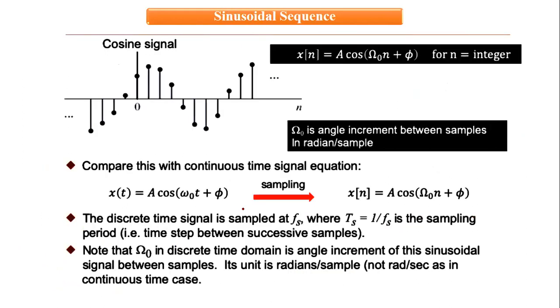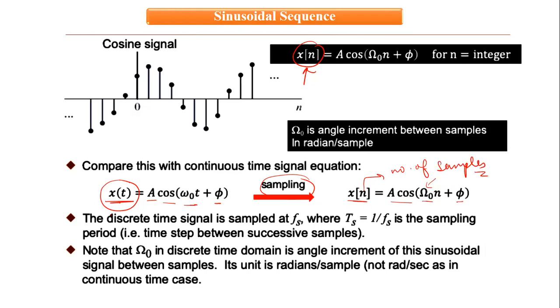Then we have the sinusoidal sequence. A sinusoidal sequence is always given by some value x(n), which is nothing but the sampled form of x(t), right? In continuous representation, a sinusoid signal is given by A cos(omega naught t plus phi), right? But when it is sampled and converted into a discrete form, it is given by x(n) equal to A cos(omega naught n plus phi), where n is the number of samples, right?